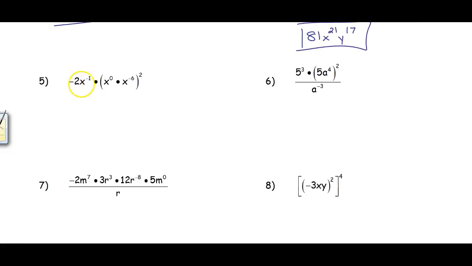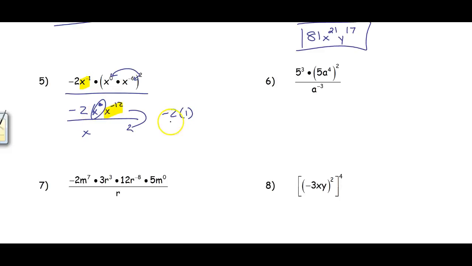And number 5, you got to move your negative exponent to the bottom. So you get -2. X goes on the bottom. Okay, go ahead and distribute here. So you get x to the 0 power, then x to the -12. Okay, x to the -12 is actually going to move to your denominator. So you have -2 times 1 because of x to the 0 over x times x to the 12th. Okay, so you have -2 over x to the 13th. Okay, why don't you go ahead and try 6 and 7 and 8 on your own.